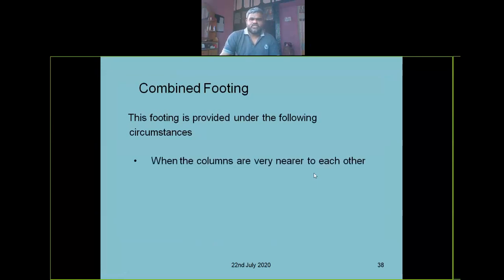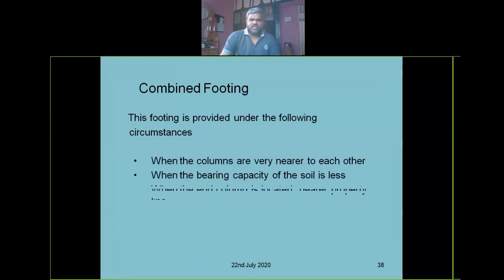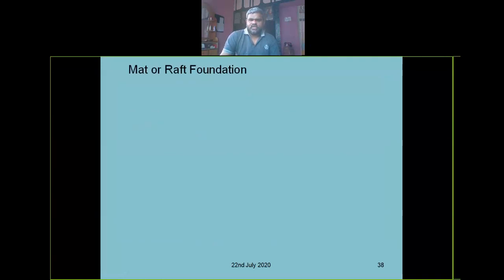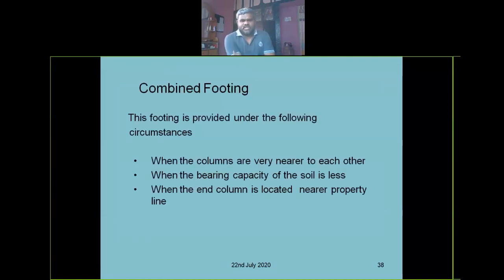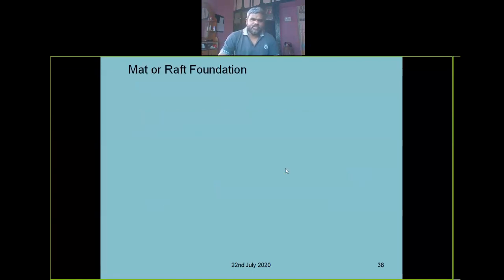Combined footing is used in the following circumstances: when the columns are very near to each other, when the bearing capacity of soil is less, and when the end column is near the property line. So we use combined footing for that purpose.